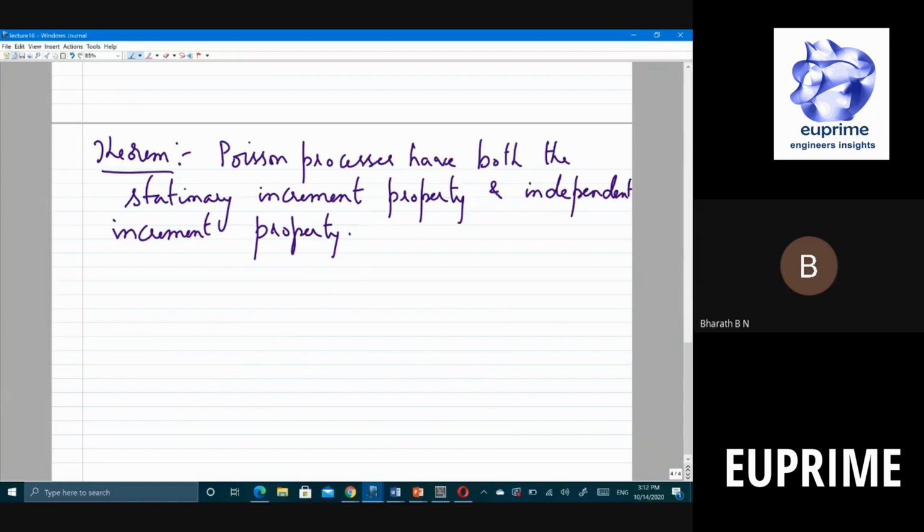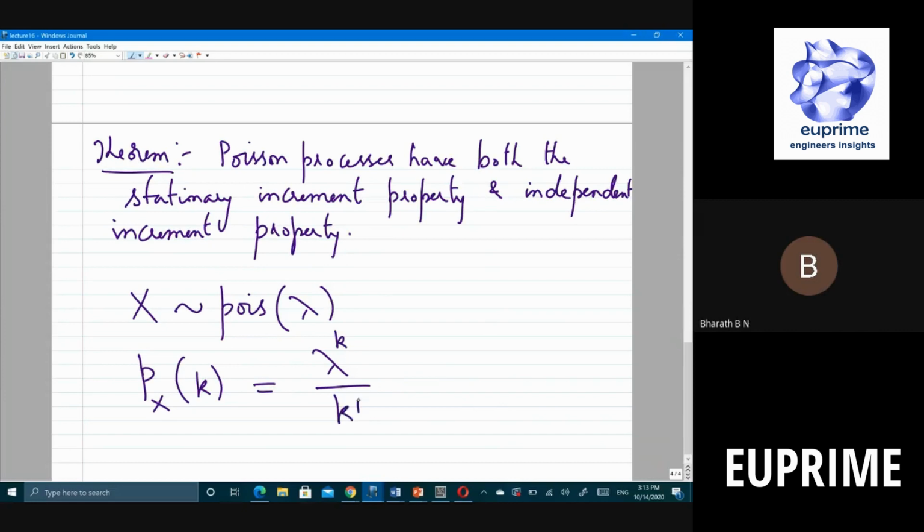Before going on to deal with this further, let's play around with the Poisson process. We say that X is Poisson with rate lambda if I look at the PMF, P_X of k is lambda power k over k factorial times e power minus lambda, where k is 0, 1, 2, etc., and lambda is positive.